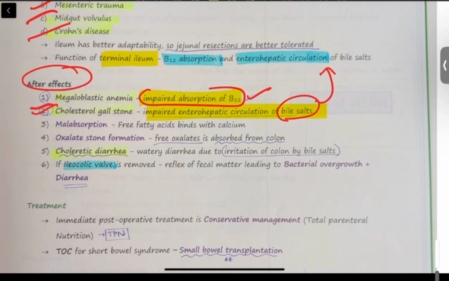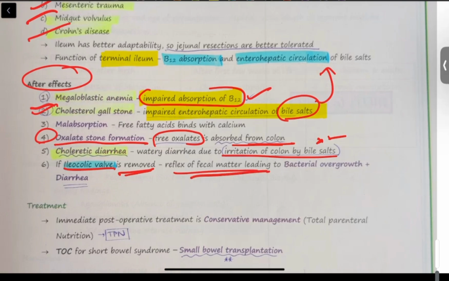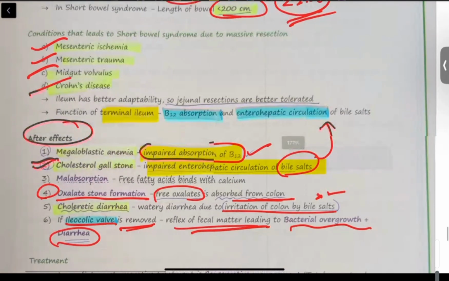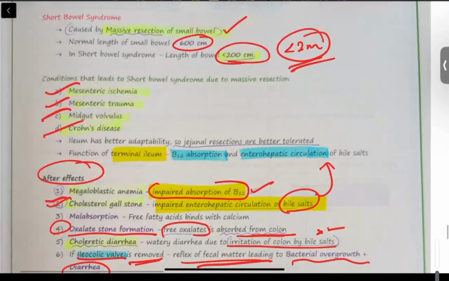gallstones. Again there will be malabsorption for the same reasons. Then oxalate stone formation will be increased because free oxalates are usually absorbed from the colon, and since we have taken out most of the gut, it will lead to oxalate stone formation. Then there is choleretic diarrhea, that is watery diarrhea due to irritation of the colon by bile salts. And when the ileocecal valve is removed, that will lead to reflux of fecal matter leading to bacterial overgrowth and diarrhea. So these are the complications which can happen because of short bowel.